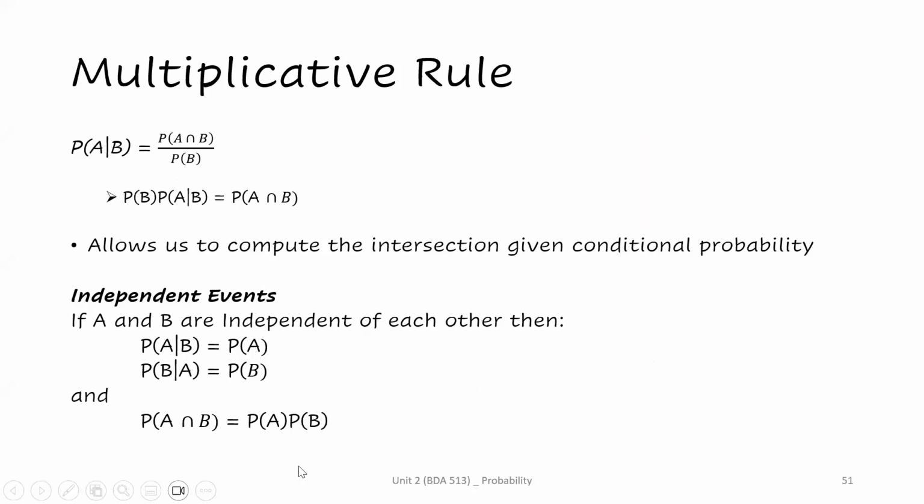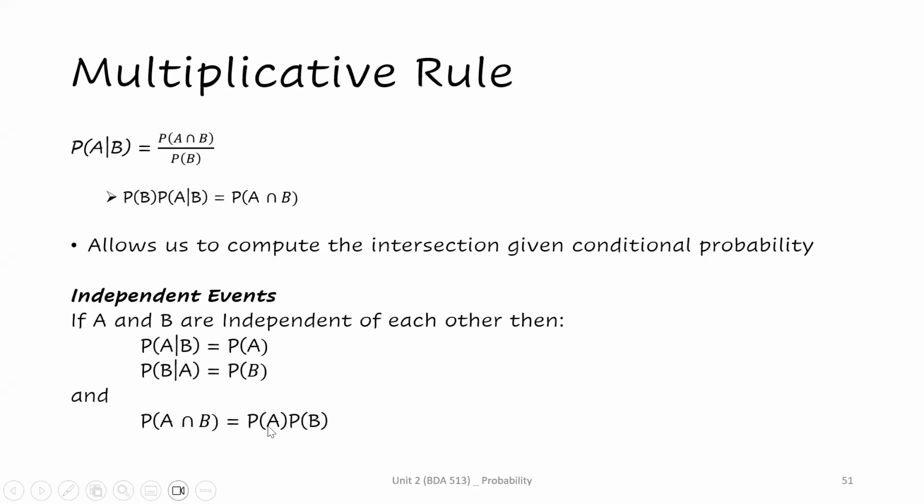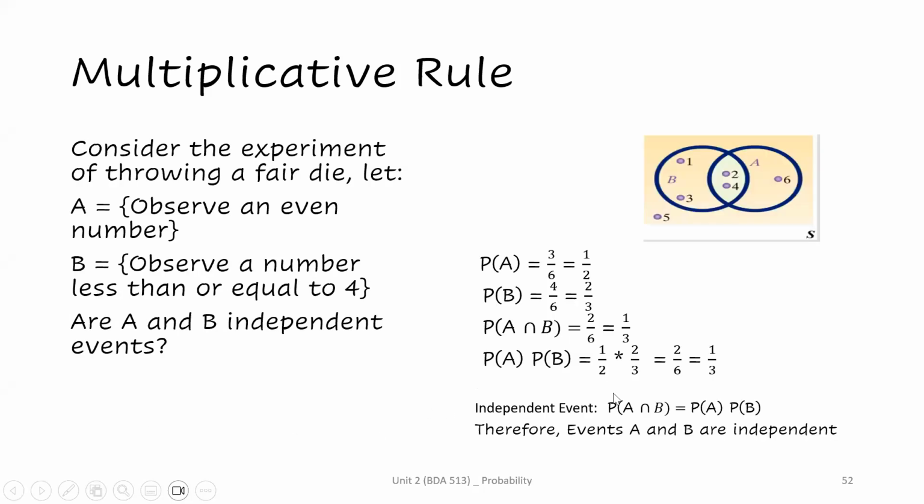You can see that it's the same thing here. The probability of the intersection gave us 1 over 3, and the product of the probabilities of A and B also gave us 1 over 3. If they are not the same, that means that they are dependent. But if they are the same, that means that they are independent. So we can use that to determine whether A and B are dependent or not.